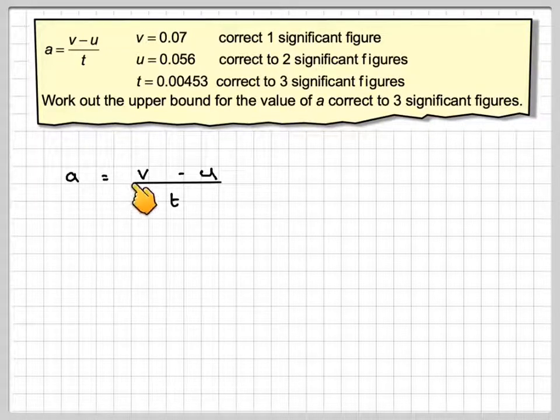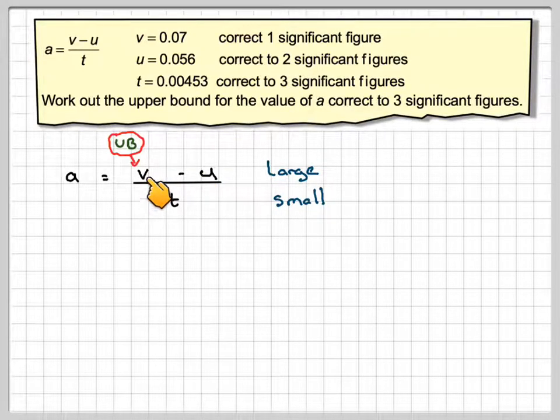So we've got A is equal to (V minus U) over T. Now, this is a division. For a division, we want the top to be as large as possible, and we want the lower part to be as small as possible. Which means for the difference here, we would need V to be the upper bound and U to be the lower bound. That will ensure the greatest subtraction. And obviously for T we want that to be small, so we want the lower bound.